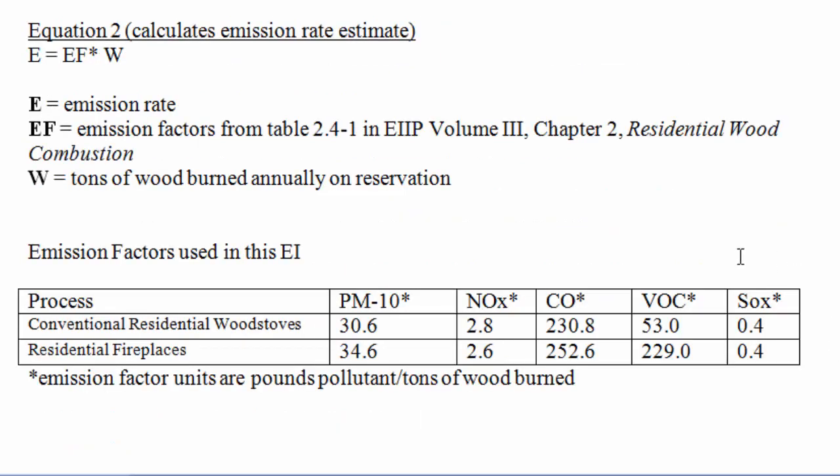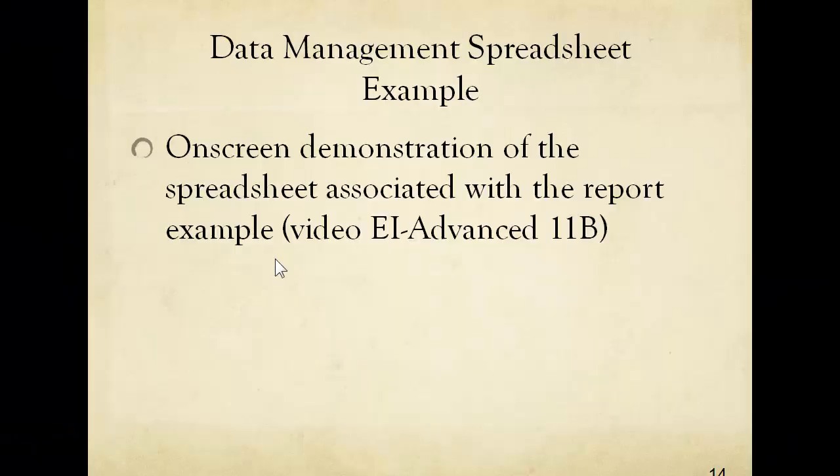Finally, you may want to include the actual emission factors for each pollutant, where you provide the units of the emission factors, the pounds of pollutant emitted per tons of wood burned, and you can see that it varies depending upon what sort of wood stove people have. Next, we're going to demonstrate a spreadsheet where Angelique shows you how to calculate the tons of wood burned as an input into the TEISS calculator.